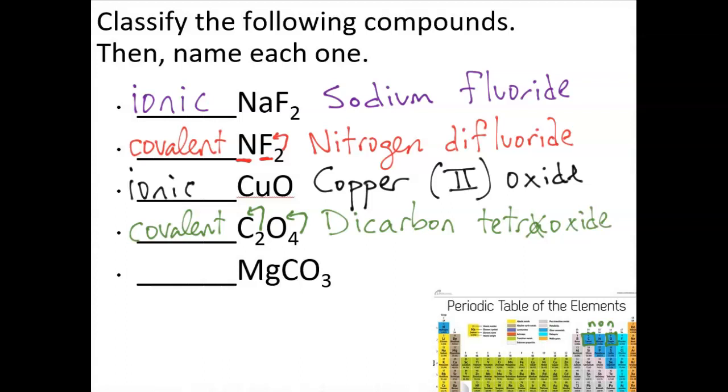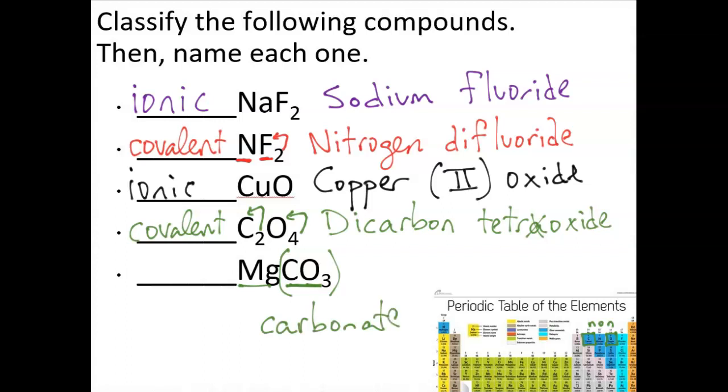Last one is MgCO3. When you have more than 2 elements, in this case we have 3 elements, Mg, C, and O, this means that you must have a polyatomic ion somewhere. And in this case, there's our polyatomic ion that we're dealing with. So when you have more than 2 elements, I want you to get your list of polyatomic ions out and find your polyatomic ion. In this case, it's CO3, which is carbonate.